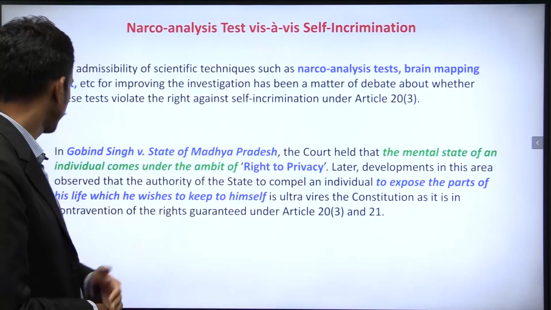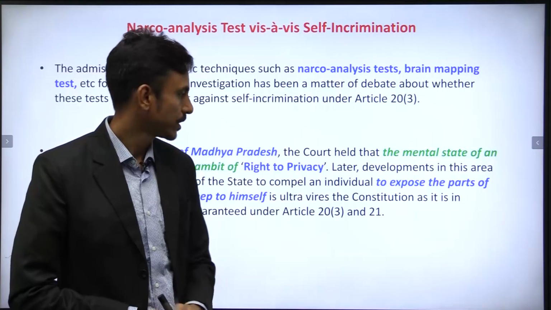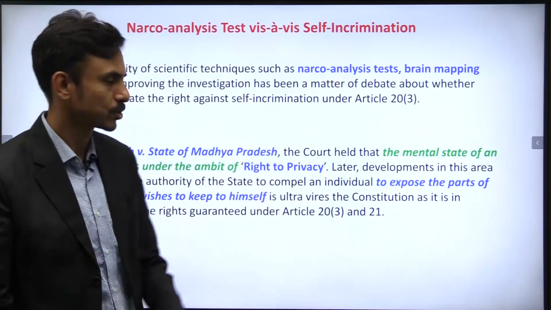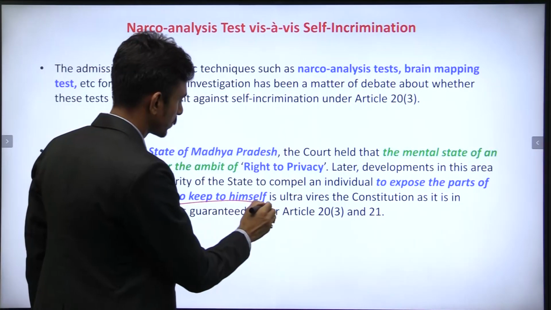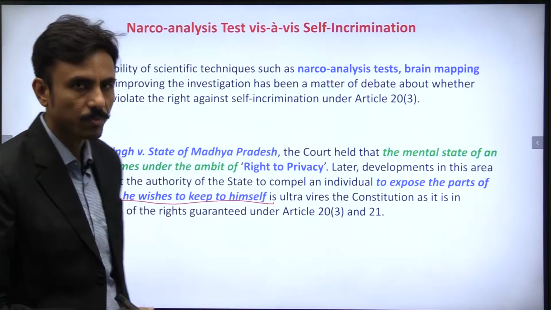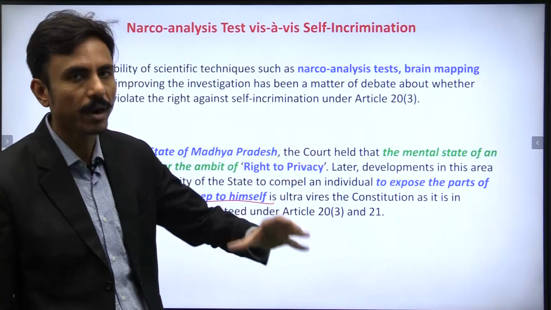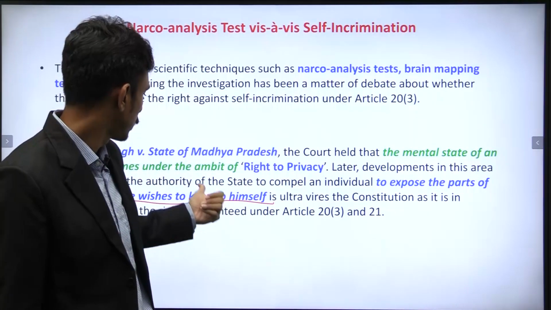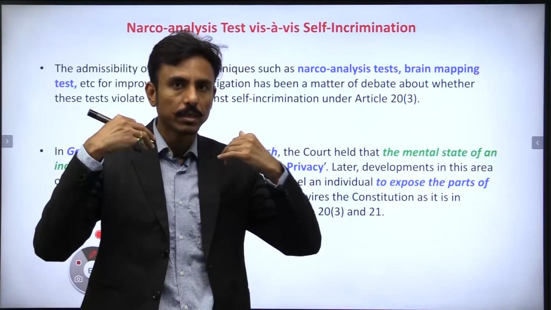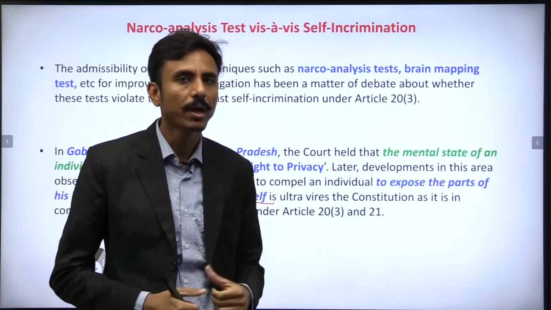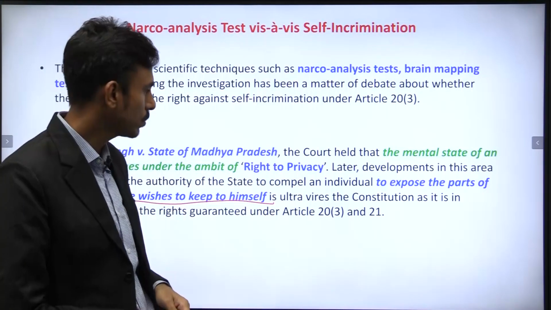The later developments in these areas observed that the authority of the state to compel an individual to expose those parts of his life which he wishes to keep to himself is ultra vires of the constitution. That means if any police authority or any other authority compels you to expose the parts of the life which you wish to keep to yourself, if you don't want any person to read your mind by methods like narco analysis or brain mapping, then it is wrong and it cannot be done.